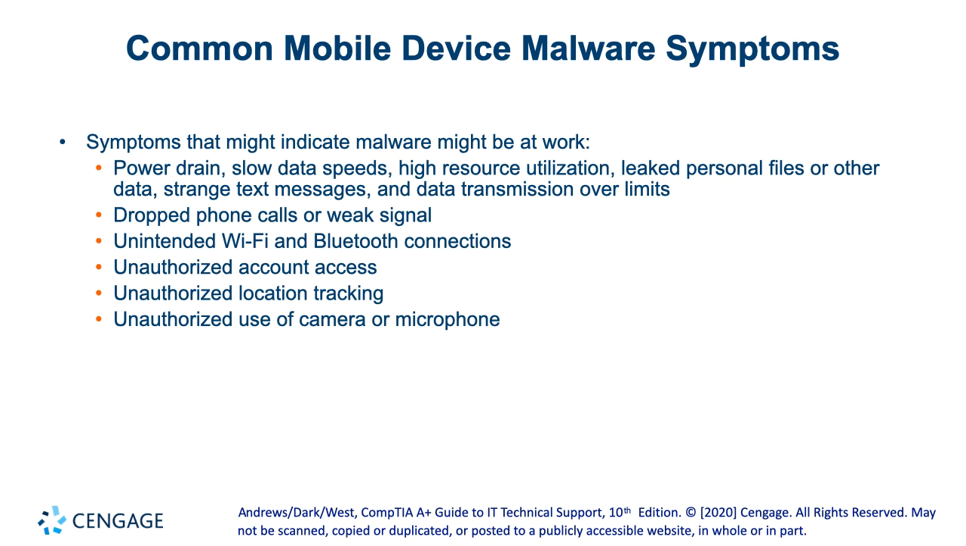Some common symptoms of malware might be at work. You could see unauthorized use, dropped calls, a weak signal, loud fan noise, power drain, definitely. And then if you see any Bluetooth or Wi-Fi connections made that you didn't make, these are all signs. And definitely unauthorized use of the camera or microphone. These can all be signals of malware.